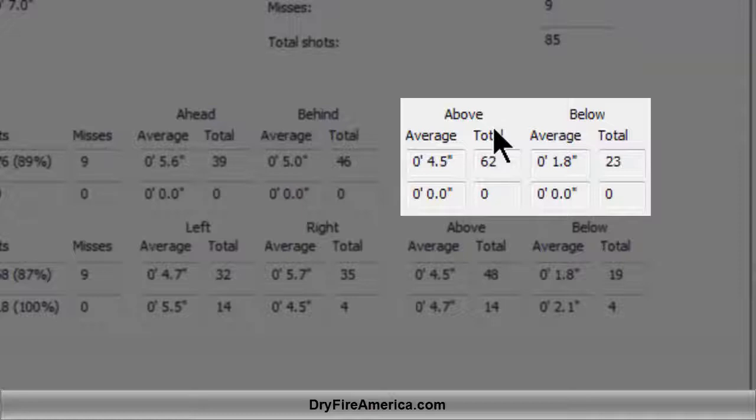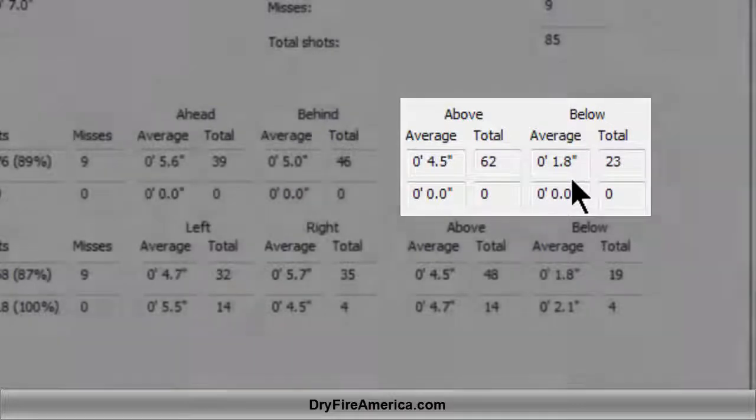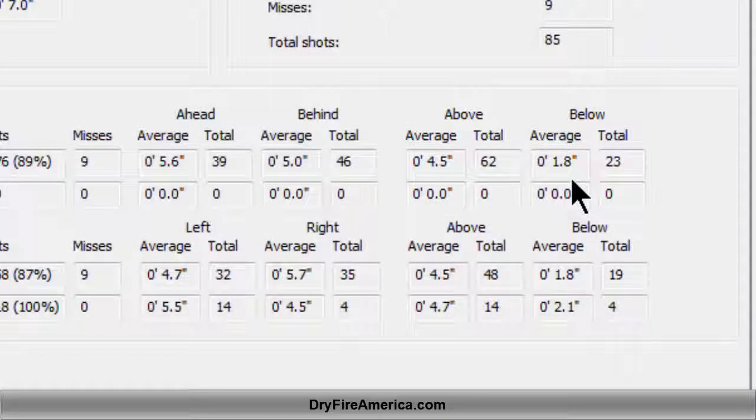So you can see here that I was above the target 62 times out of the 85. And when I was above, I was on average 4.5 inches above the target. When I was below the target, which was 23 times, I was on average 1.8 inches below the target.